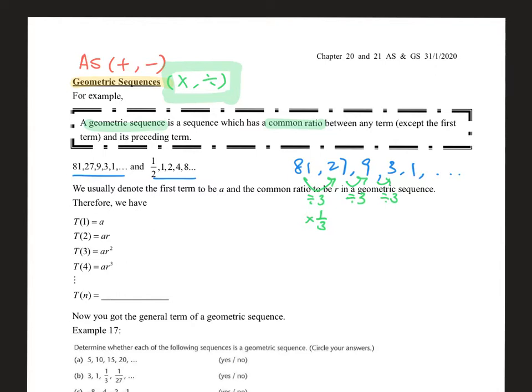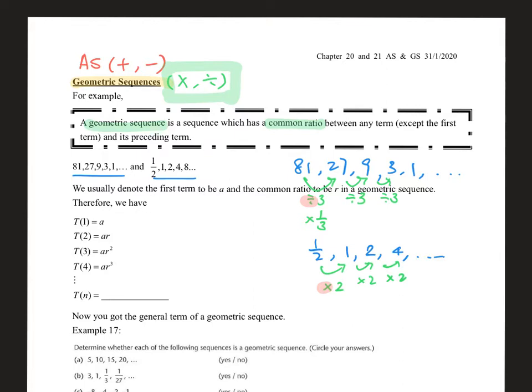A geometric sequence can be increasing as well. Like the second example, you have 1/2, 1, 2, 4, and so on. In order to get the next terms, you will see that this time it is multiply 2, multiply 2, and multiply 2. So please bear in mind that a geometric sequence is about a division or a multiplication by a certain number in order to get the next term.